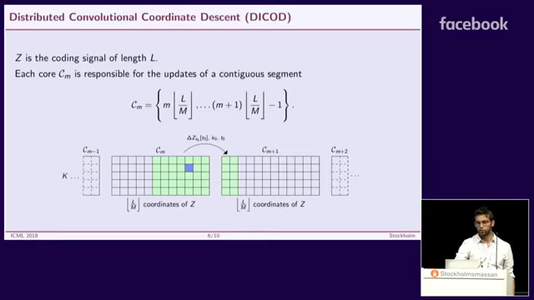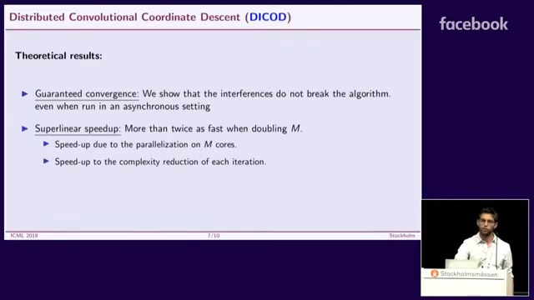But if you are in an asynchronous setting, the main issue is if you have interfering updates. That is to say, if two neighboring cores are both updating a coordinate in the border region, then the influence of these updates overlap, and you have an indetermination area, which is this gray area. So what we show in our paper is that even with these interfering steps, the convergence of our algorithm is guaranteed, and you can run this algorithm in an asynchronous setting to obtain the solution of the convolutional lasso.